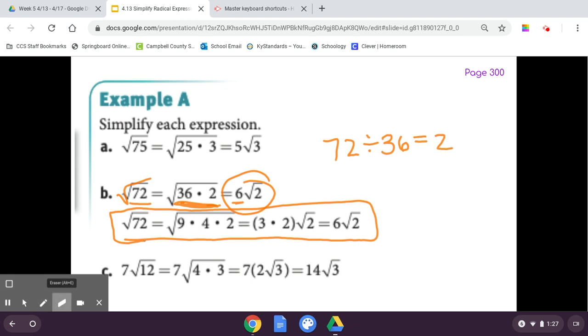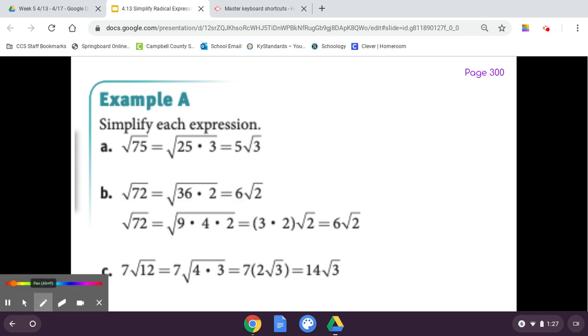All right, and lastly down here, so this one's a little bit different, as 7 times the square root of 12. So we need to do 12 divided by, let's see, 4 is a perfect square root, so we'll do that one. So that's 3, so 4 is our perfect square root. We always want to make sure that we can divide it by a perfect square root. So 7 stays on the outside and it's multiplying. So then you have 3 times 4 to get your 12.